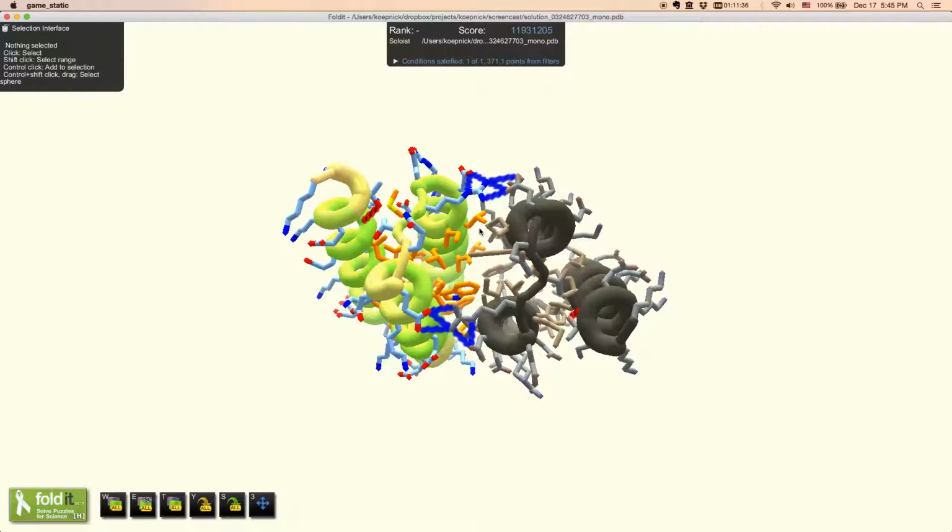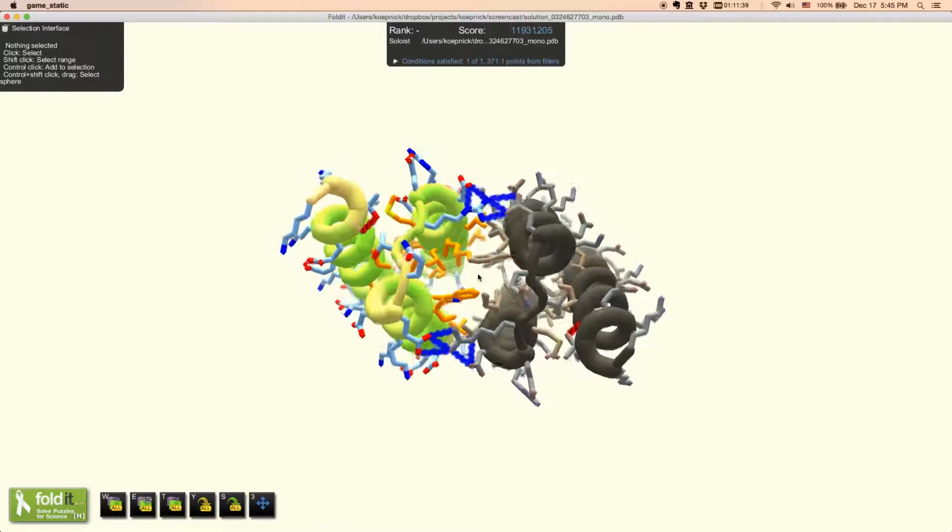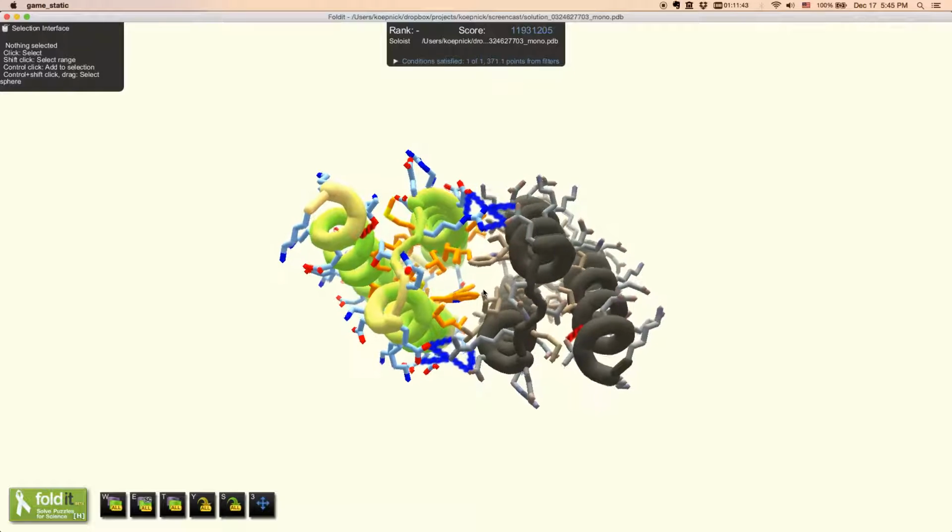So we probably wouldn't improve the solubility of these monomer units much because it still has this really massive hydrophobic face. Each monomer has a really massive hydrophobic face that would bind to anything hydrophobic it encounters, not just its symmetric partner.